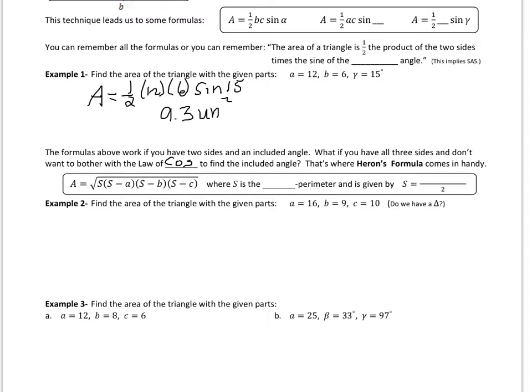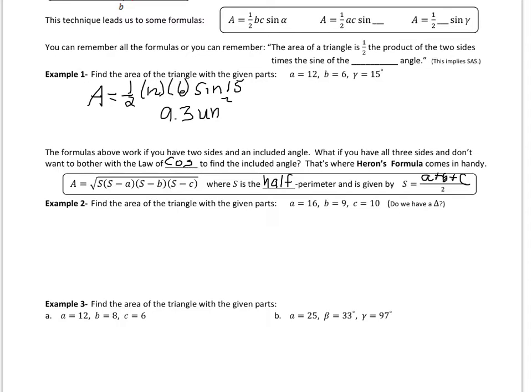Okay. All right, so Heron's formula is simply the area equals the square root of S times S minus A times S minus B times S minus C. Now, what is S? Okay. S is basically what's called the half perimeter, and it's given by S equals A plus B plus C all over 2.